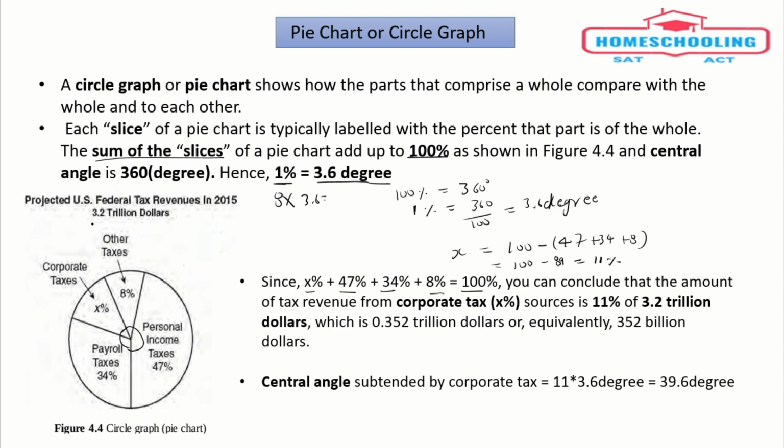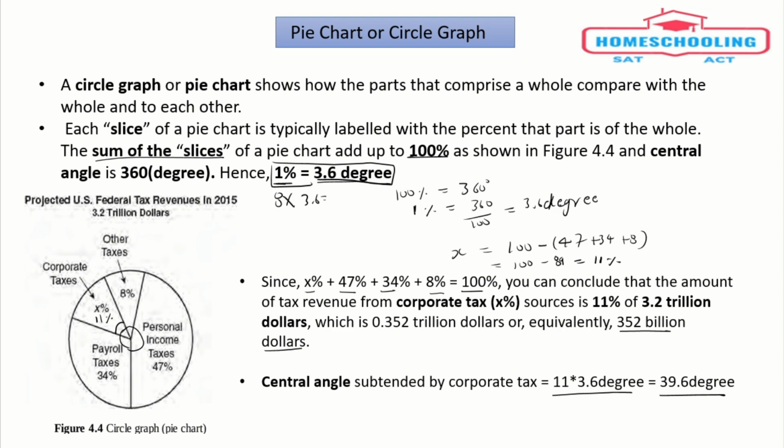So 11% of $3.2 trillion would be $352 billion. Similarly, if you have to find the central angle subtended by it, for 1% it is 3.6 degrees. X was how many percent? 11%. So what is the central angle subtended by corporate tax? It would be 11 into 3.6. That would be 39.6 degree.